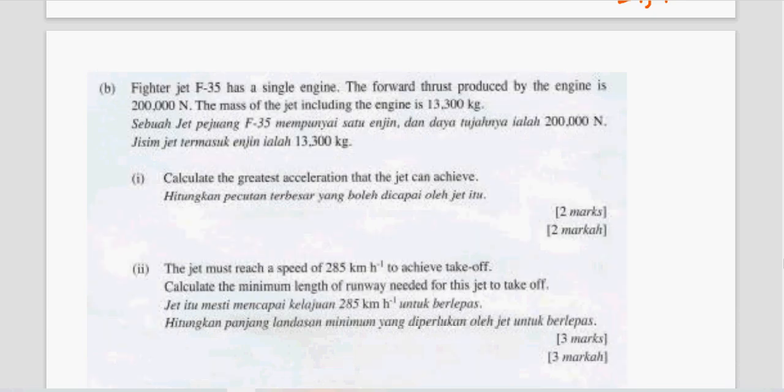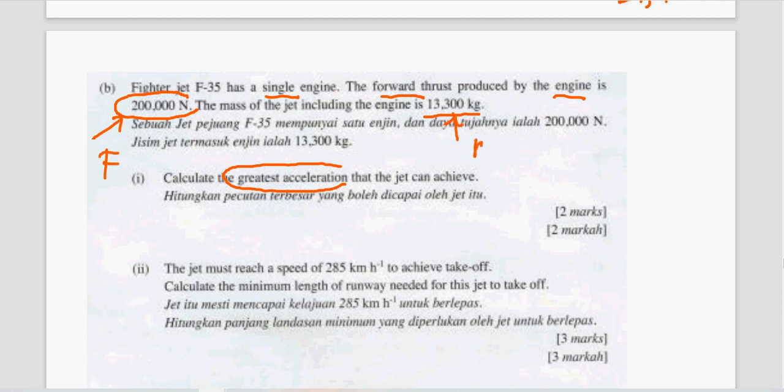Okay, next. The fighter jet F-35 has a single engine. The forward thrust produced by the engine is 200,000 Newton. The mass of the jet including the engine is 13,300 kilogram. What is the greatest acceleration? They give you the force and they give you the mass. So this one uses Newton's second law of motion formula, F equals ma, masukkan nilai.